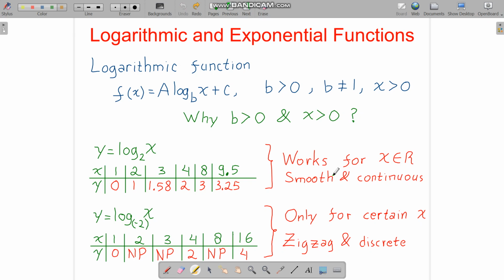But if the base is positive, we can use it not only for 1 and 2, actually for 1.1, 1.3, 1.123, we can use it for anything, for example like 9.5. So we can say it's continuous and it is smooth for any positive number. You can use the logarithm concept. So again, we don't use a negative base because this will make the logarithm useless.